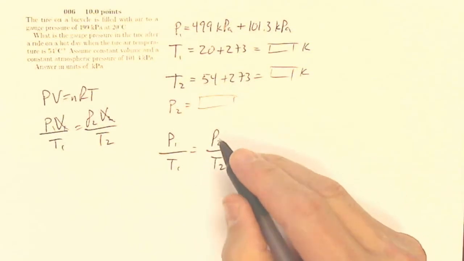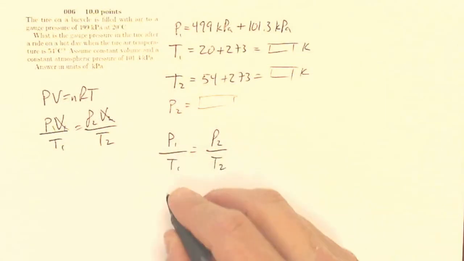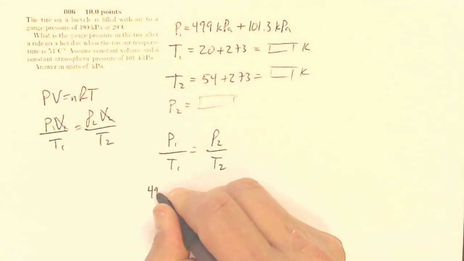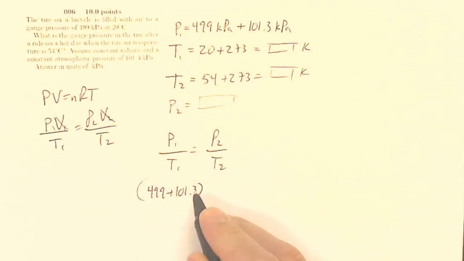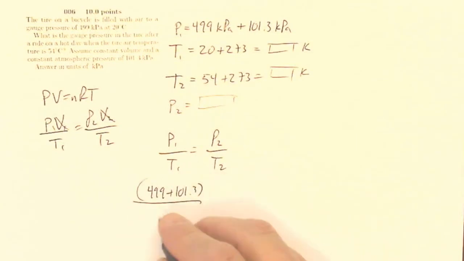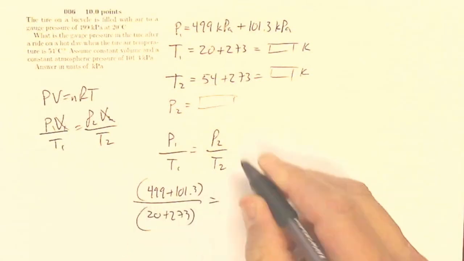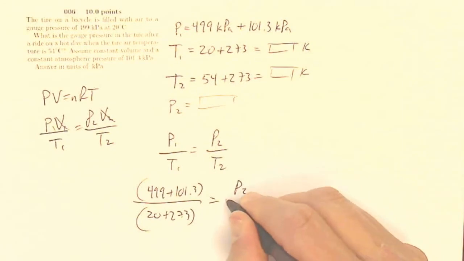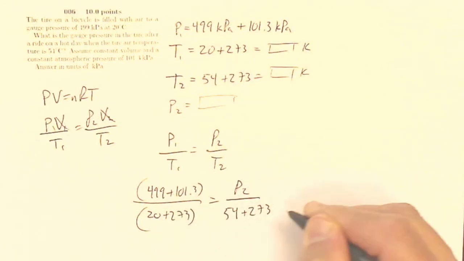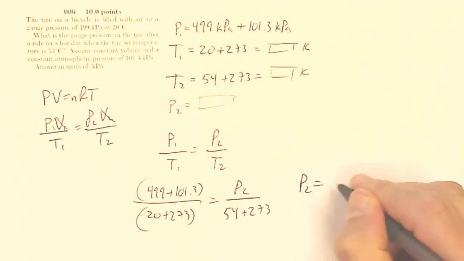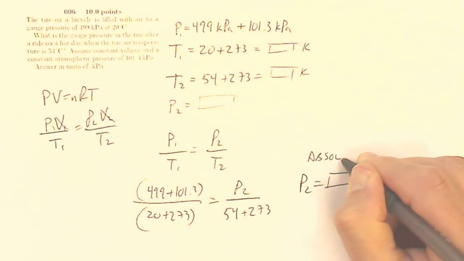I'm looking for P2. And so if I plug in my P1 of 499 plus 101.3, that's my initial pressure, divided by my initial temperature, which is 20 plus 273, equals P2, well that's what I'm looking for, divided by T2, which is 54 plus 273. Then I can solve for P2. But that's going to be my absolute pressure. Okay, this is my absolute pressure.